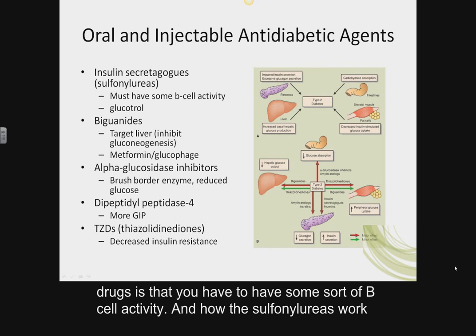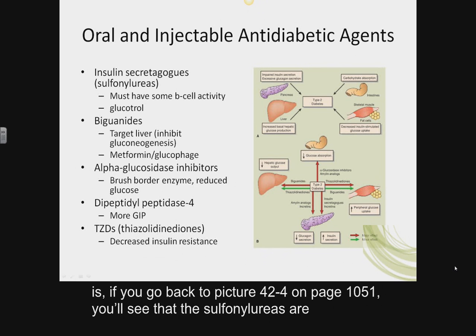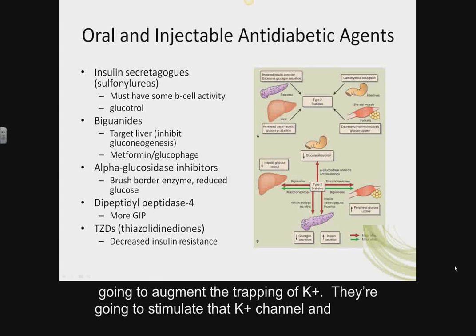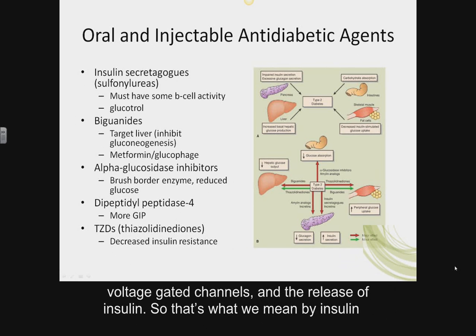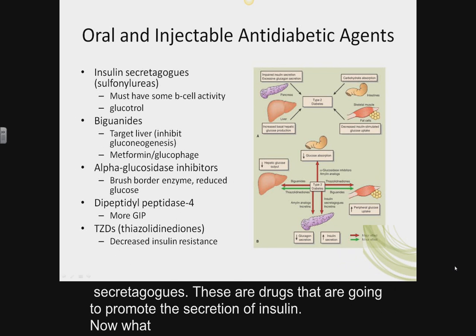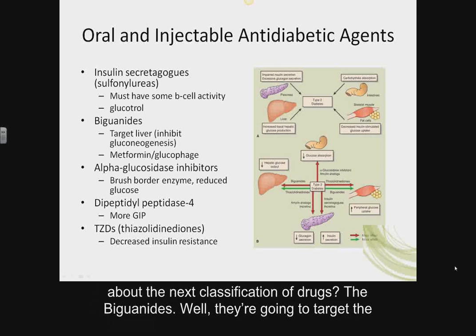How the sulfonylureas work is, if you go back to the picture from your book, you'll see that the sulfonylureas are going to augment the trapping of potassium. They're going to stimulate that potassium channel. What happens is they're going to get more potassium trapped in the cell, and then the opening of the calcium voltage-gated channels, and the release of insulin. That's what we mean by insulin secretagogues. These are drugs that are going to promote the secretion of insulin.